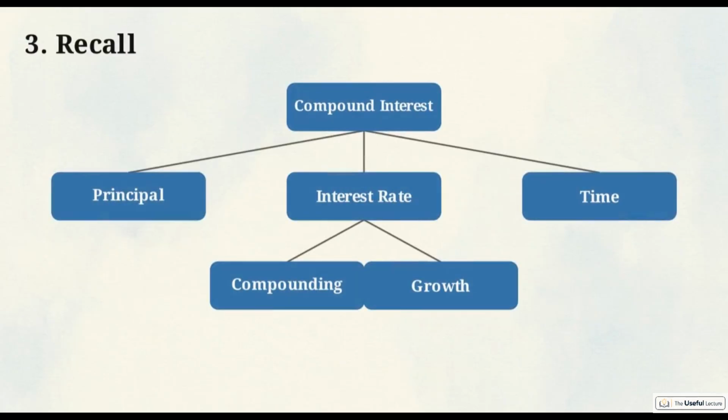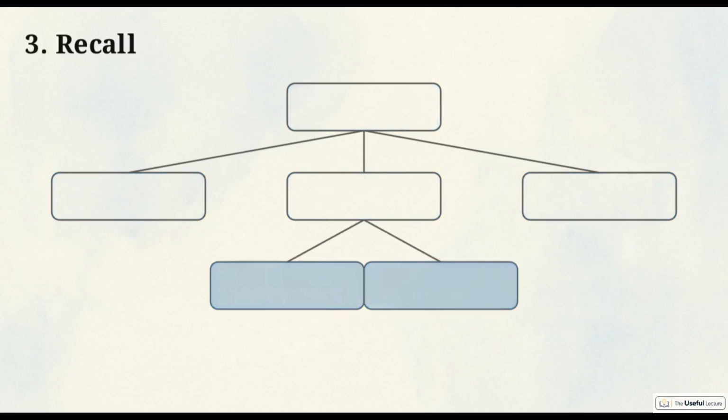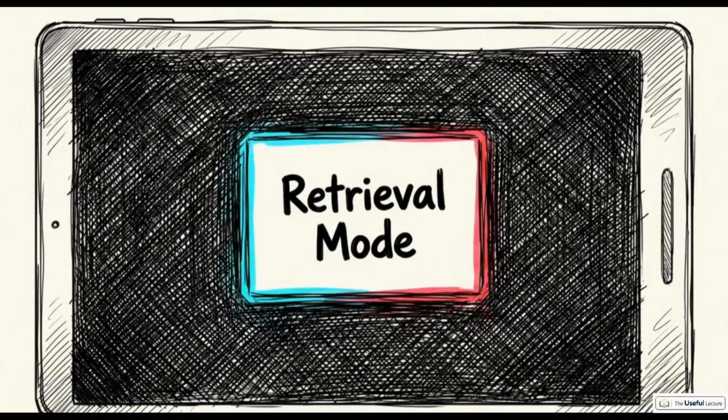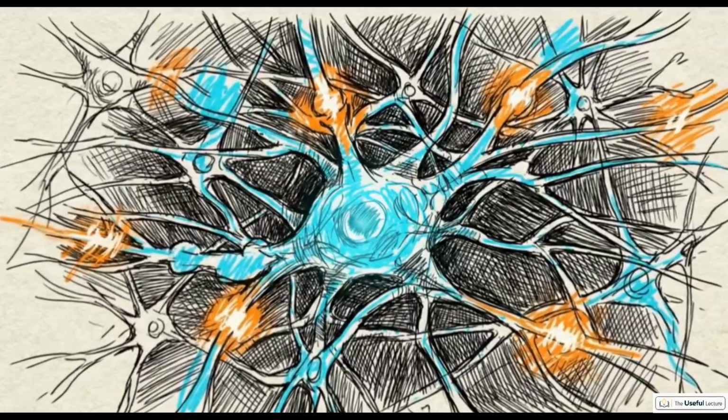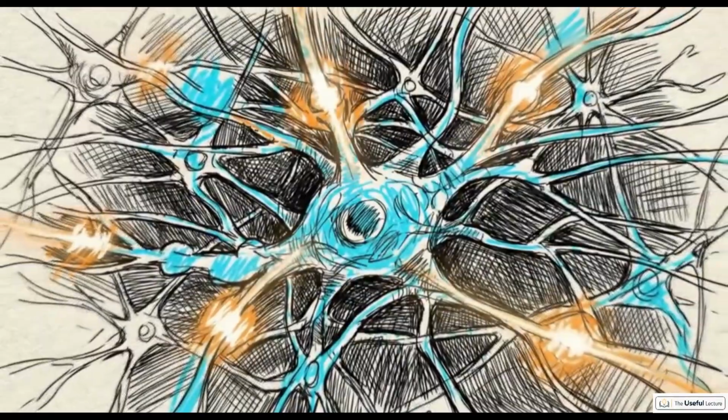Step 3, recall, removes the source material. Actual learning begins the moment you have to produce the information without looking at the screen. You tell the AI, hide previous answers and quiz me on compound interest one question at a time. Do not show me the answer until I respond. This forces your brain to retrieve the concept, which strengthens the neural path.